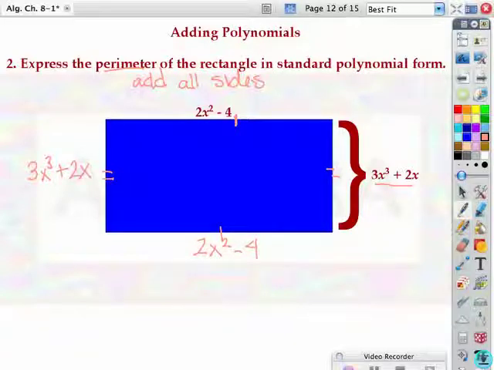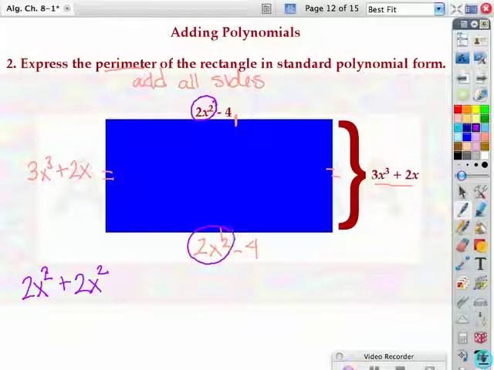So all we need to do is group together our like terms. We have 2x squared, and we have another 2x squared. Those are one set of like terms. Now, dealing with this information here, I have minus 4 and another minus 4. As I move on, 3x to the third and another 3x to the third. So we're putting those in.